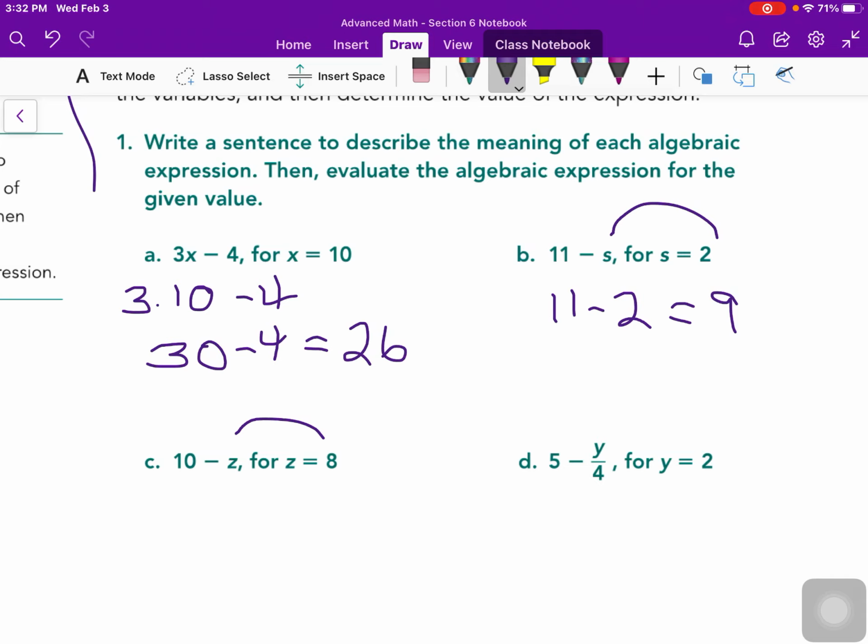All right, on this one you can see we're going to put 8 in for z, so 10 minus 8, and then we're going to answer it. 10 minus 8 is 2.